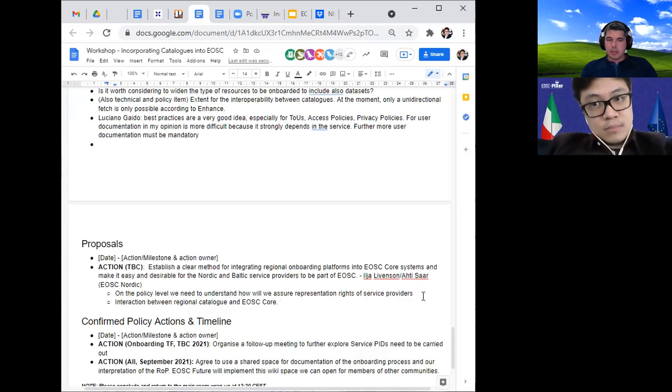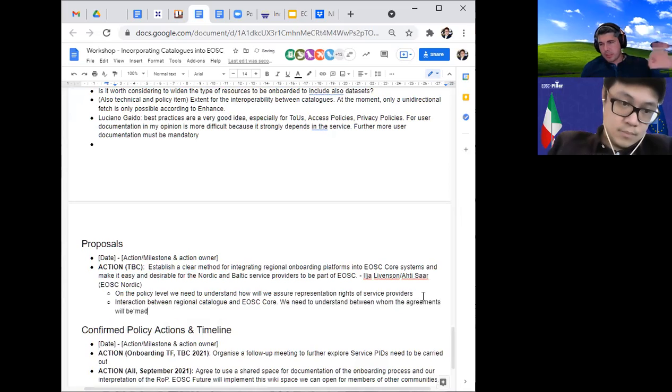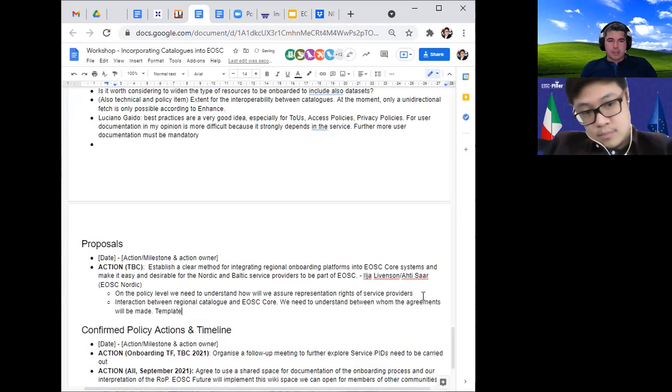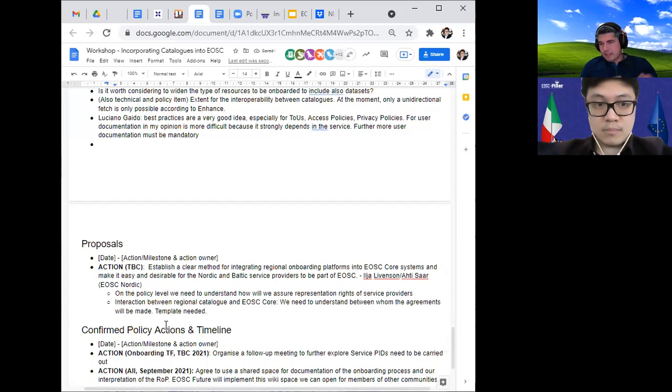So in order to get that information flowing, we need to have at least a skeleton for understanding between whom these agreements would be made. And ideally, again, this would be a common template without special deals with each specific catalog. So it would be common for regional, for thematic, for XYZ. So we'll have a set of rules that we could rely on, that each local catalog would assure about the services, at least on the legal representation rights. I mean, metadata description and so on, this can be, in a sense, secondary.